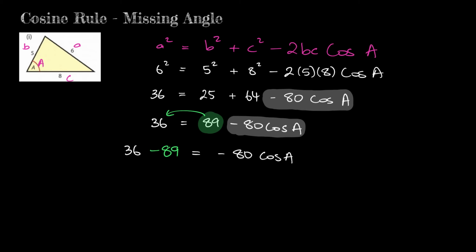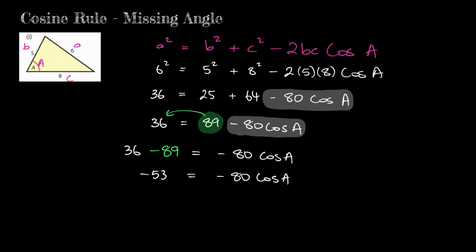Okay. So our next step is to simplify this. So 36 take away 89 will give us negative 53. And negative 53 is equal to negative 80 cos of A.